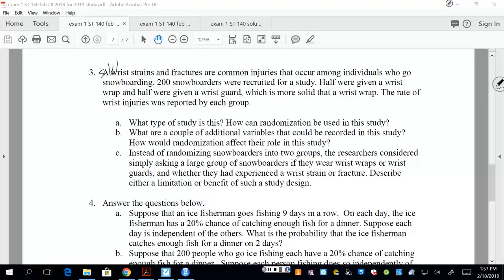Would you do the one where you match the people up? You could match the people up, yeah. So if you had, say, pairs coming by, you would randomly flip a coin and give one in the pair a wrist guard and the other one a wrist wrap, right? And then see who gets hurt, or report some strength. You might ask them other things about their comfort or enjoyment and so on as well.